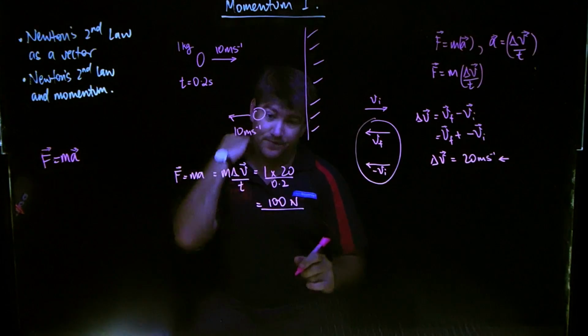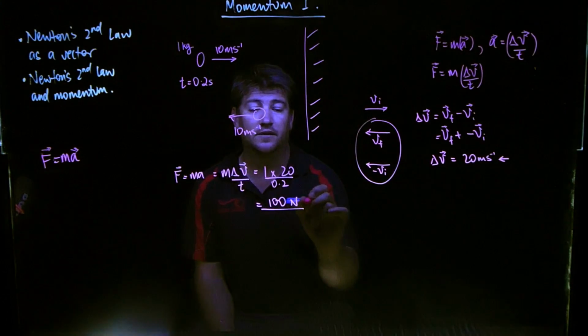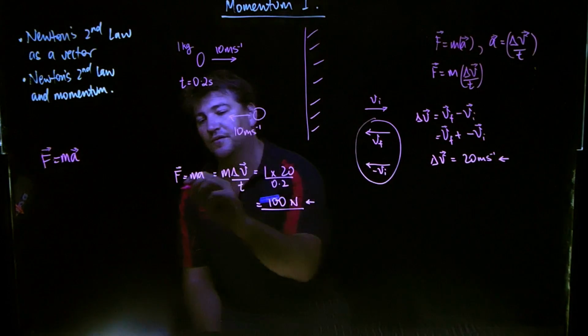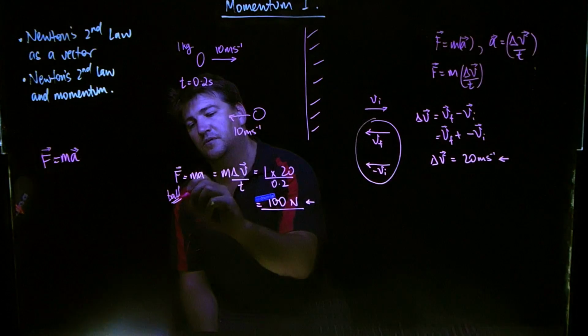100 newtons. This is a force. Force is a vector. It's got a direction. 100 newtons to the left. So this is the force on the ball.